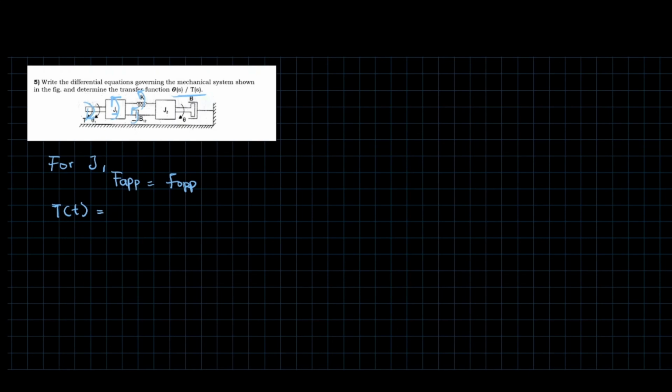J is kind of like mass, so mass and acceleration, but in this case we're dealing with angular rotation, so it should be J1 d squared theta 1 over dt squared. Now rather than writing this, I'll just write theta double dot 1.